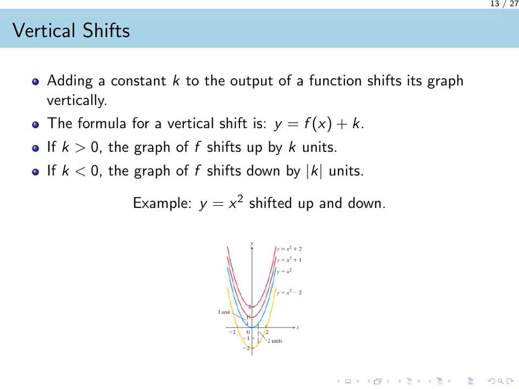For example, if our original function is the parabola y equals x squared, adding 1 to get y equals x squared plus 1 moves the entire parabola up 1 unit from the origin. Notice that we are adding the constant k directly to the function's output, f of x. So, to move a graph up or down, you simply add a positive or negative number to the function's formula.